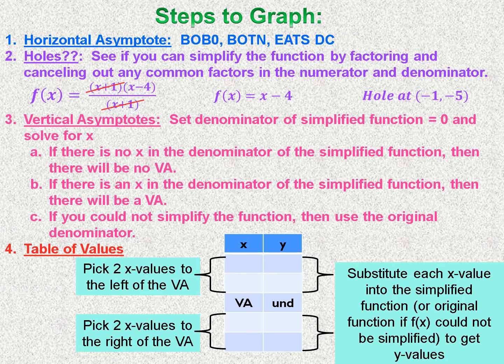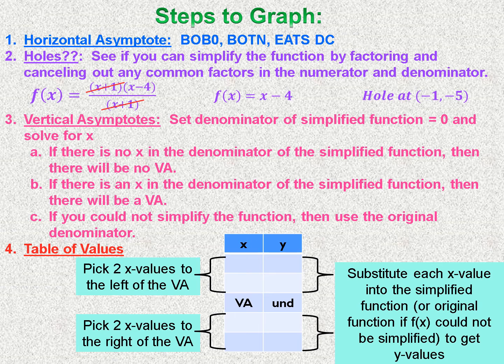The third thing you're going to do is set the denominator of the simplified function equal to 0 and solve for x. We've already got the function simplified when we were looking for the holes. So in the example for number 2, there wouldn't be a vertical asymptote because there is no denominator. But if your function doesn't simplify and you have a denominator, or if it does simplify and you have a denominator left over, then you're going to have a vertical asymptote. If there is no x in the denominator of the simplified function, then there will be no vertical asymptote.